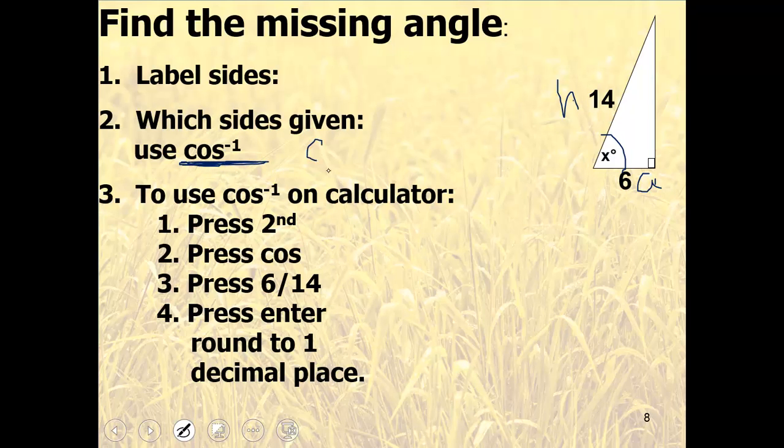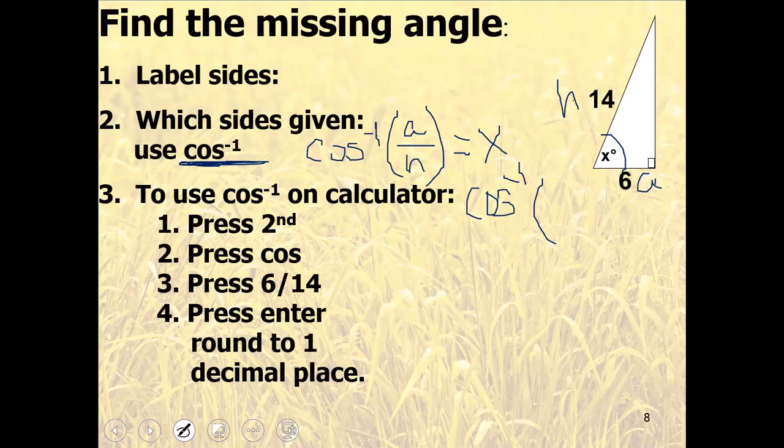So I'm going to write it out as inverse cosine is the side adjacent over the hypotenuse. I'm going to write it out so that I remember what I'm doing, because I'm mathematically minded, and this helps me to figure out what comes next. All right, so now I'm going to plug in my own stuff. Cosine inverse. My adjacent side is 6. My hypotenuse is 14. And that's going to give me x degrees.